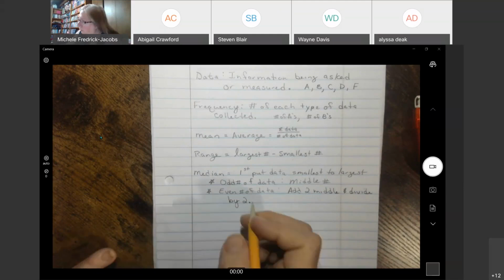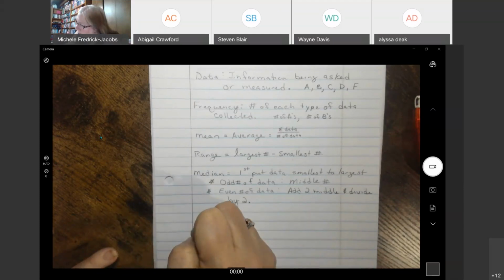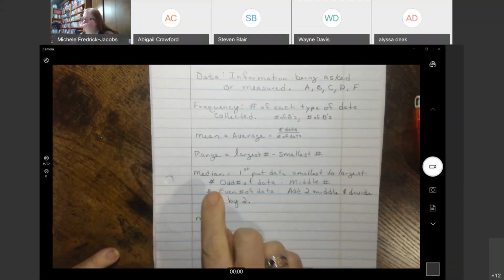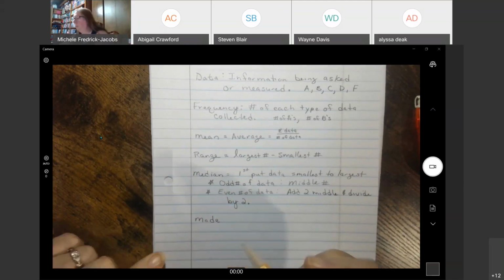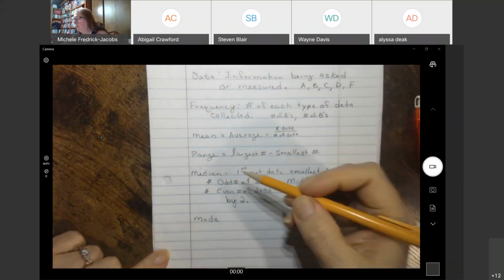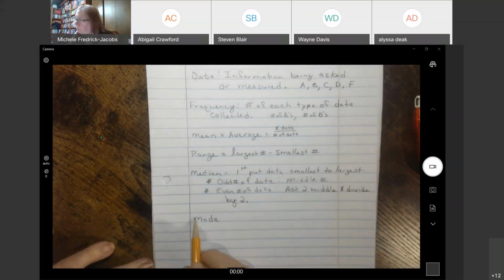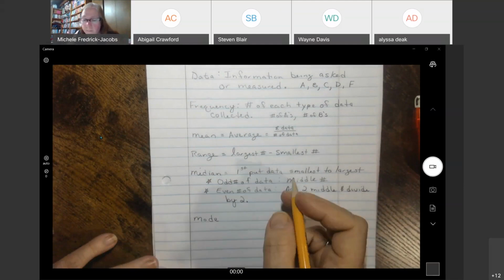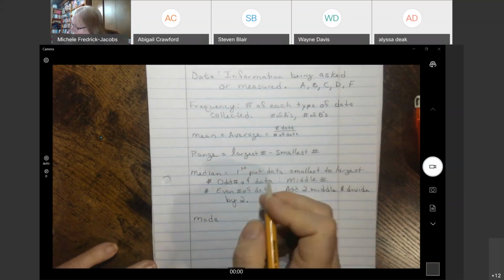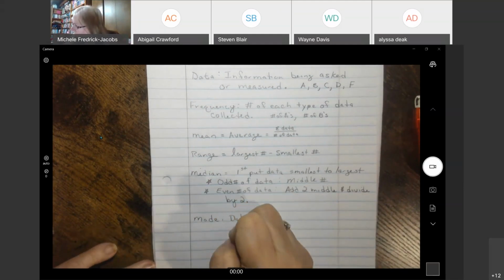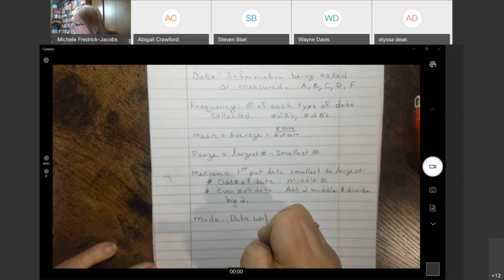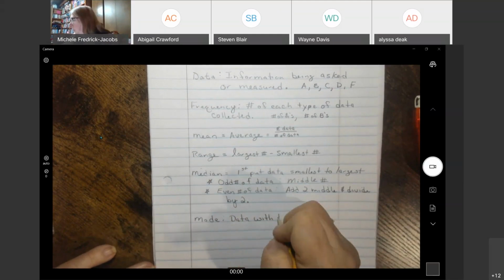Median, mode. So median, this almost looks like middle. Put a dot above it, MID. Mode, MO, most often. So it's the data with the largest frequency.